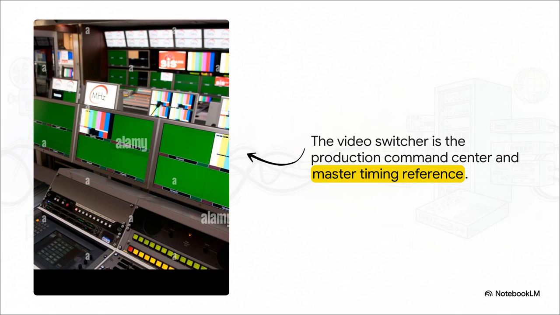Now, the switcher doesn't just mix the video. It often provides the master timing reference for the entire studio. It's a system called Genlock, and you can think of it like a heartbeat. It sends out a pulse that keeps every single camera, every graphics machine, and every recorder in the whole building perfectly synchronized, right down to the nanosecond.